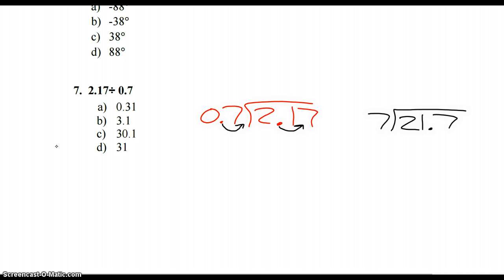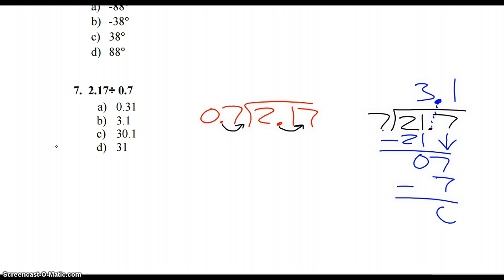Alright, so we're going to check and see how many times 7 goes into 21, which is 3. 3 times 7 is 21. Subtract, we get 0, and then we'll bring down 7. And importantly, make sure you bring your decimal up. Okay, 7 down, how many times does 7 go into 7? Once. And we'll find we got a remainder of 0. So 3.1 is what we're looking at here.